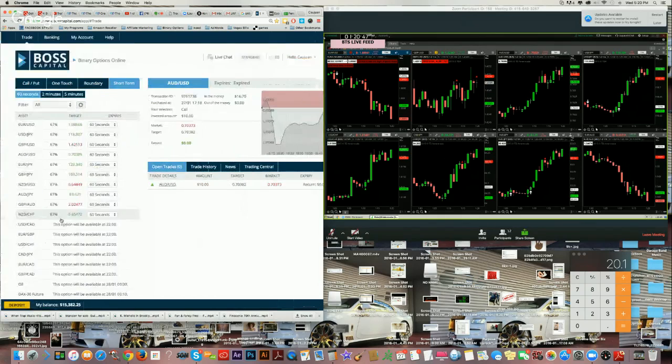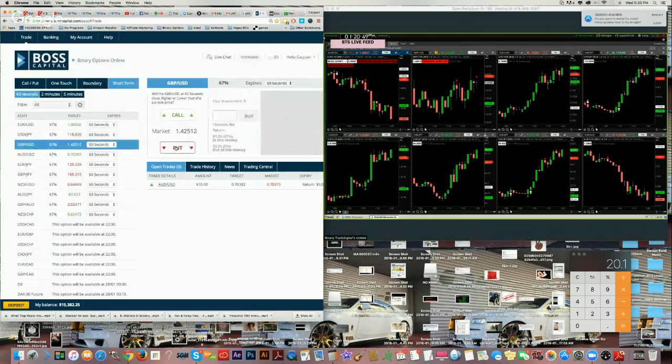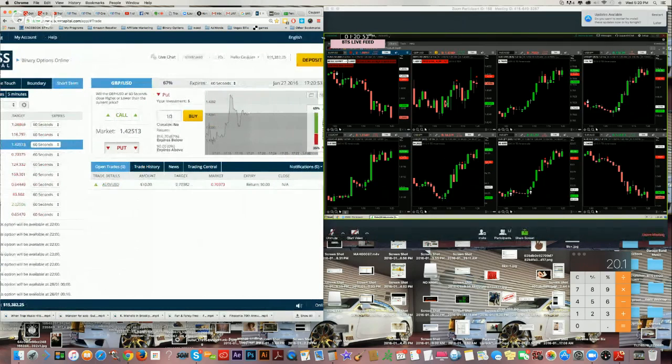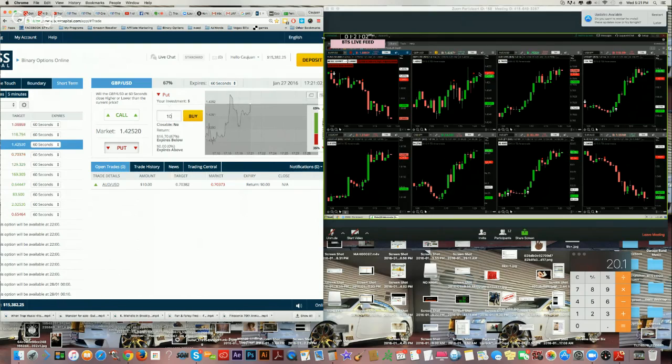GBP USD. Let's go set up on that for a put. Now you see you already got 2 red candles. So that's another thing too. We already got 2. Hold on, let me get ready just in case, because that's pretty high. So we might get an entry signal. Okay, we already passed 5.